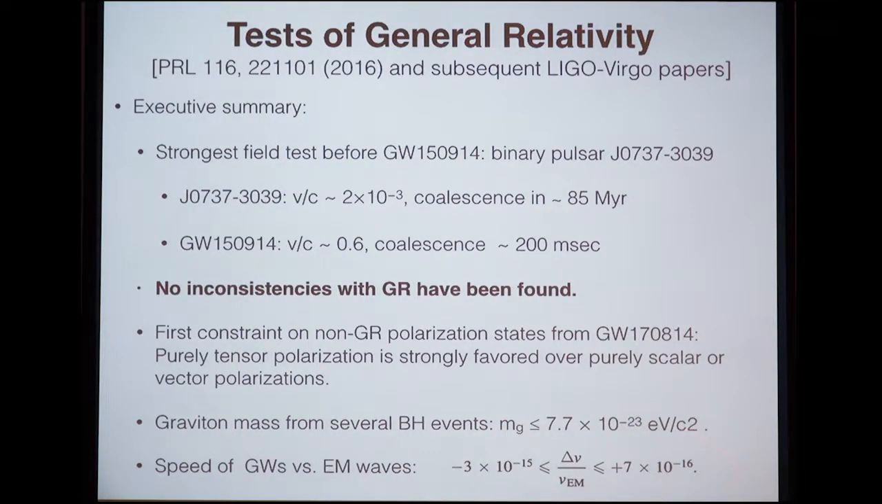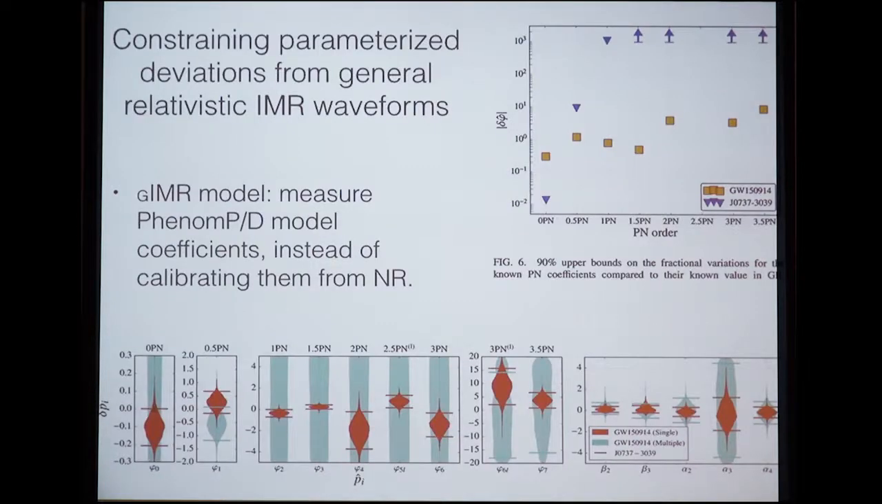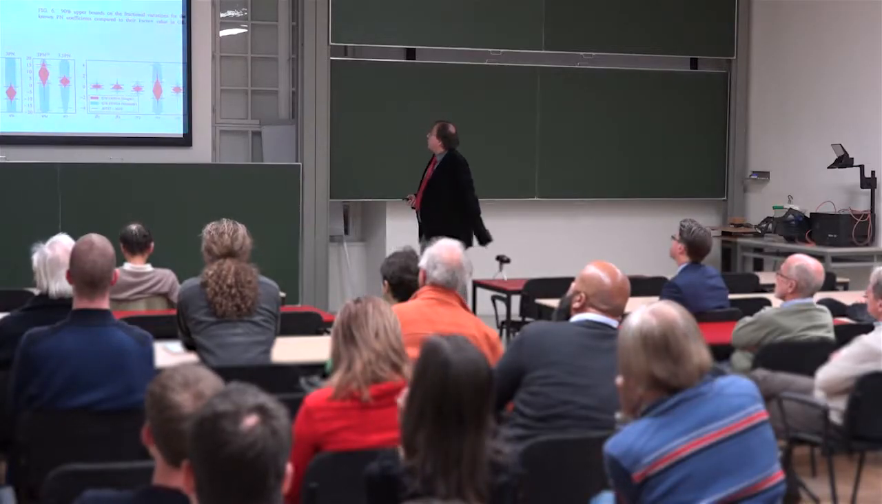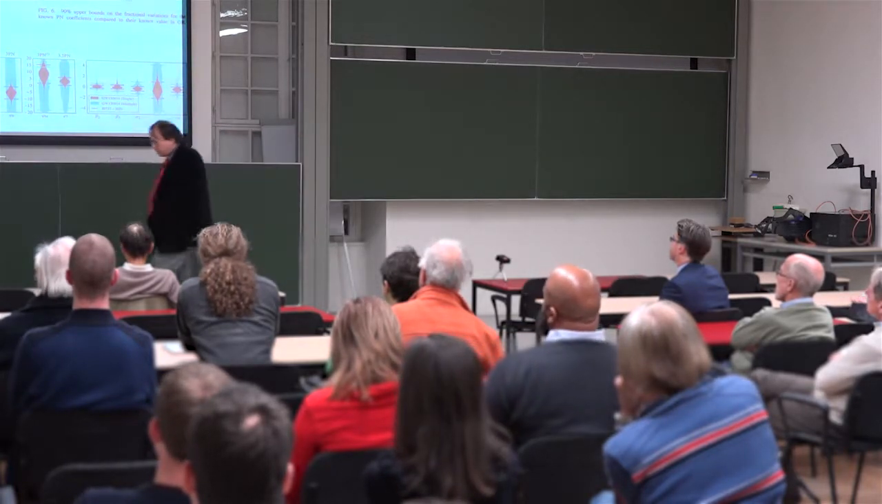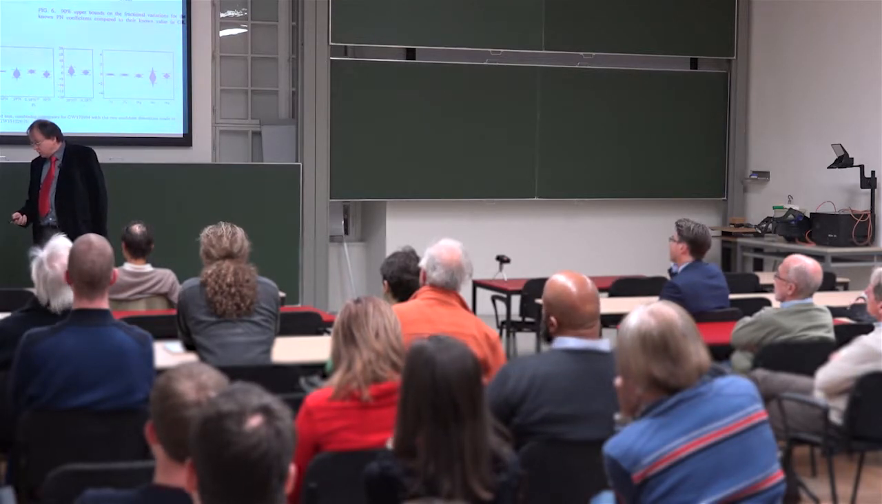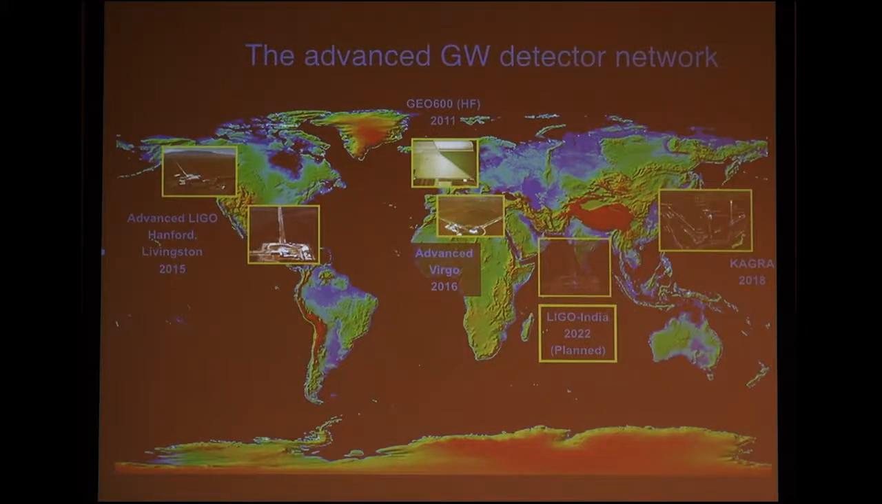We have gotten very accurate results on the graviton mass. With the optical counterpart of the neutron stars, we now have very accurate results for the speed of gravitational waves relative to electromagnetic waves. And there's lots of other results about testing GR, parameterized tests, and so on, which I want to skip for time. I'm not going to go into this in much more detail. So let's skip a little bit about testing GR, as nice as it is. And let's have a brief look to the future.